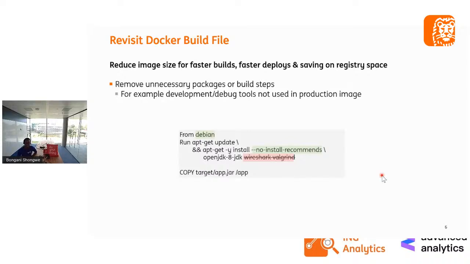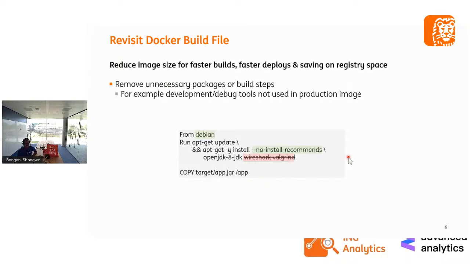So in that case, remove things which are not needed by the end user. For example, here, Wireshark is not needed by the end user, so remove it. Another tip, which we also found out, was that if you're using a Debian-based Docker image and you're installing packages, make sure you include this no-install-recommends. The Debian package manager actually installs recommended packages automatically, even though you didn't instruct it to. So it's best to include that.